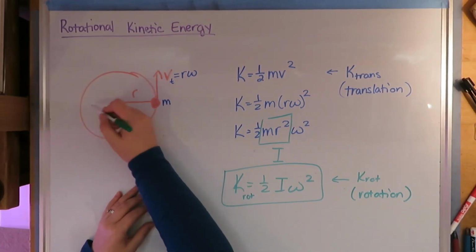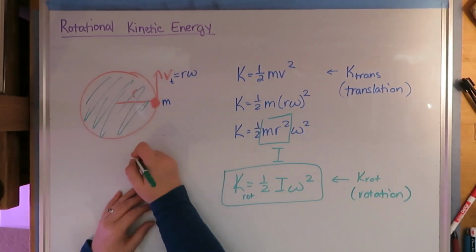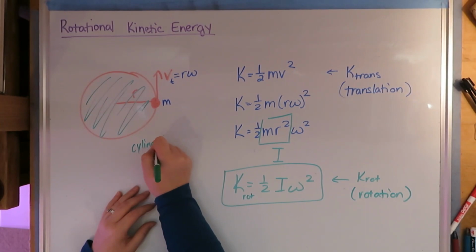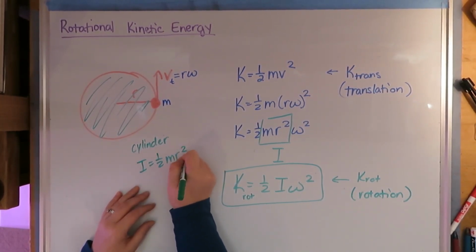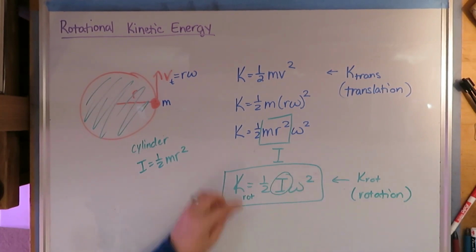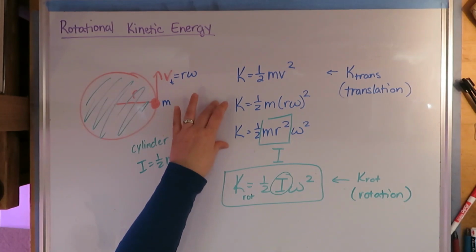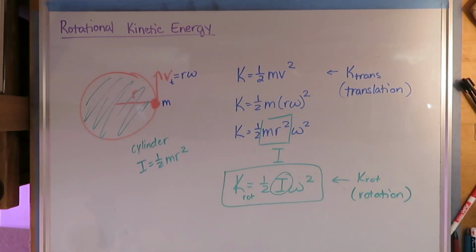So if instead of being a circle, this was a solid cylinder, like a disc, the moment of inertia would be 1/2 mr squared. So I could plug in an I here. So I wouldn't get the exact same relationship here to go back and forth. So this only worked because it was a point mass.